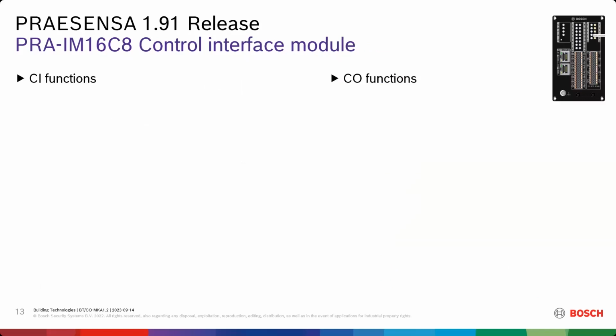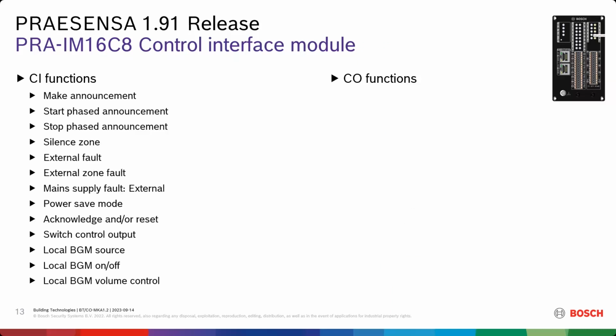So which type of functions do you then have for this module? Actually, it is similar to what you have already on the MPS. When you look at control input, you can do a make announcement function. You can start a phased announcement. So when you have one message player somewhere playing an evac, you can add additional zones to it by means of contacts, and you can stop phased announcements. So you can reduce the number of zones where you have an announcement running on the fly. That's what these phased announcements do.